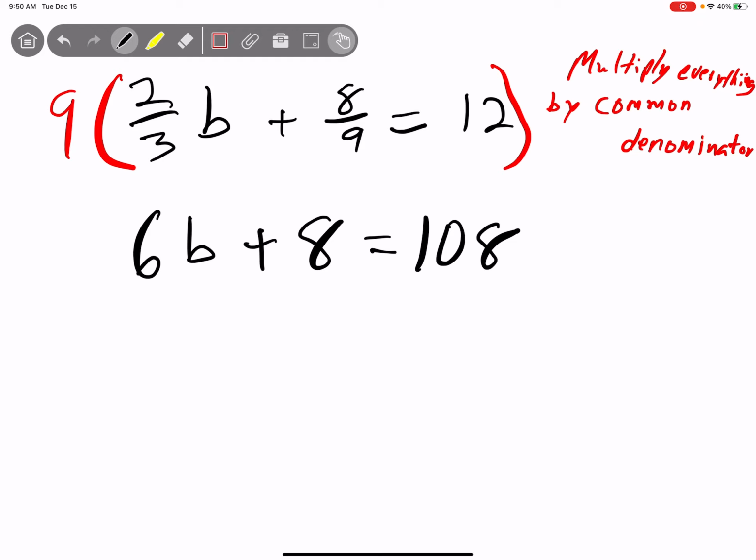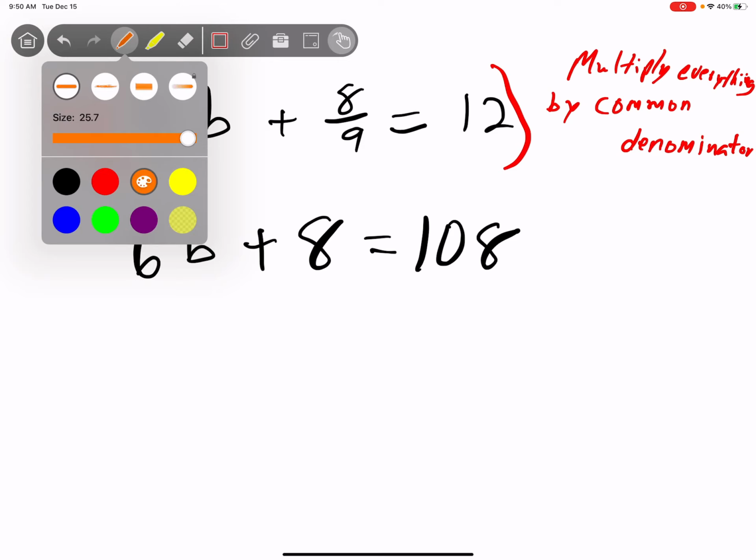By multiplying everything by 9, I got a new equation that's actually equivalent to the first one. 2/3 b plus 8/9 equals 12 is the same thing as 6b plus 8 equals 108. Okay? They're proportional to each other. They are the same exact equation, except I eliminated the fractions. And earlier we got 50 over 3. Well, let's see what happens when we solve this. If I did this correctly, we should get the same exact answers.